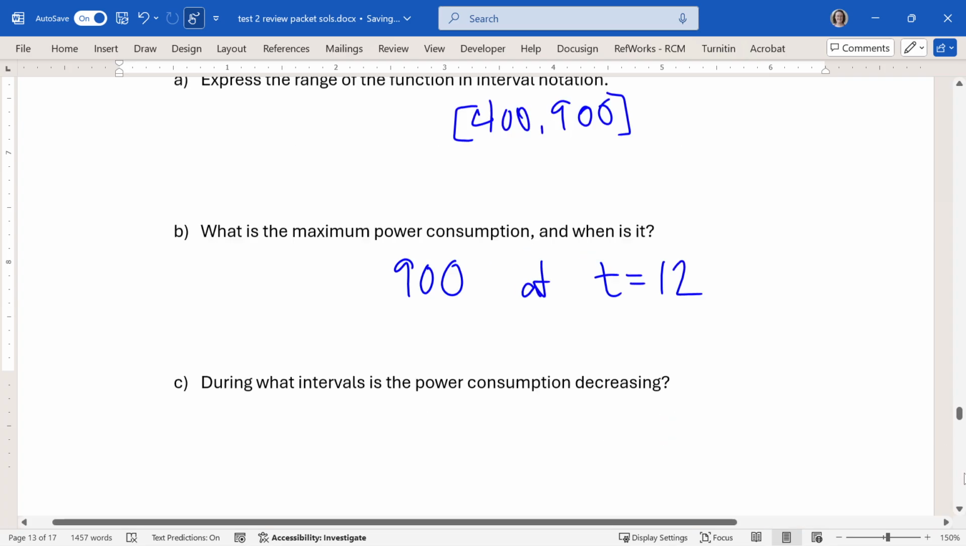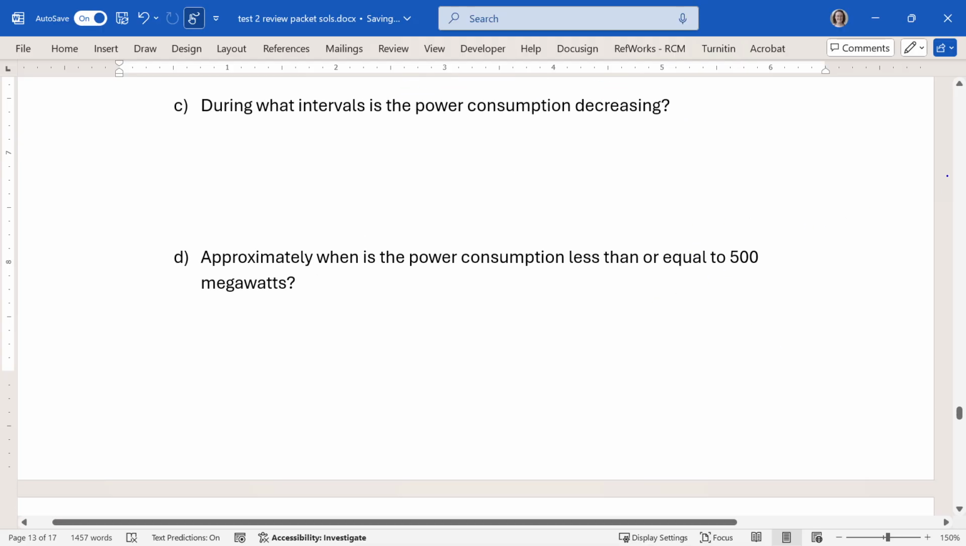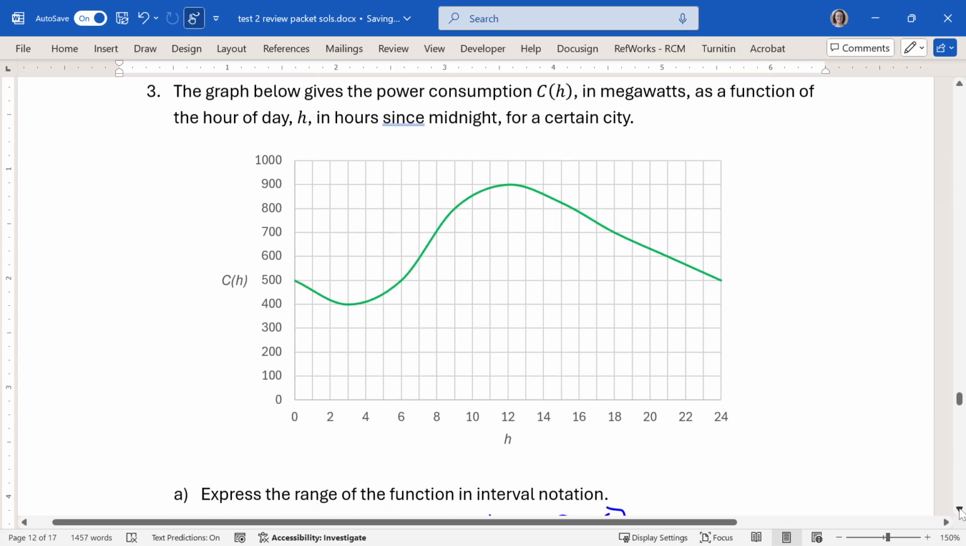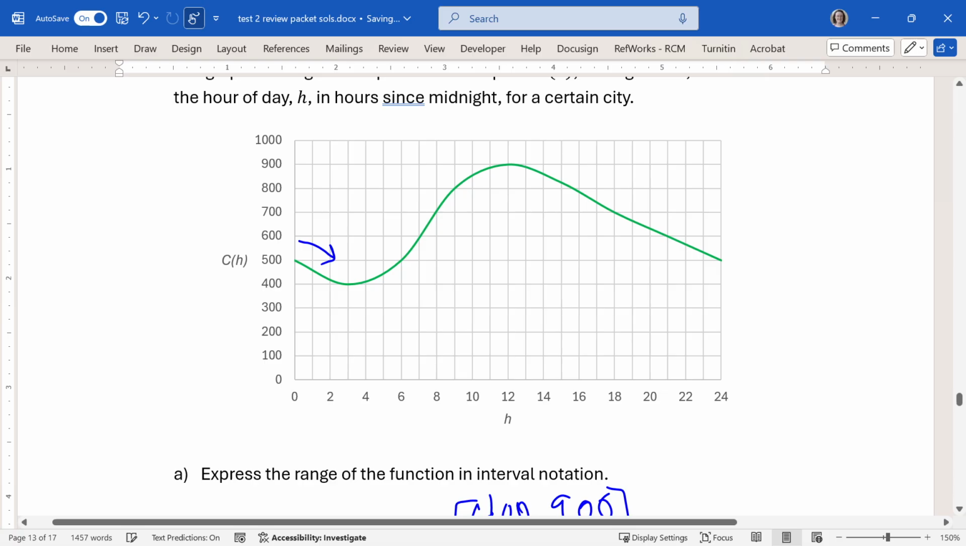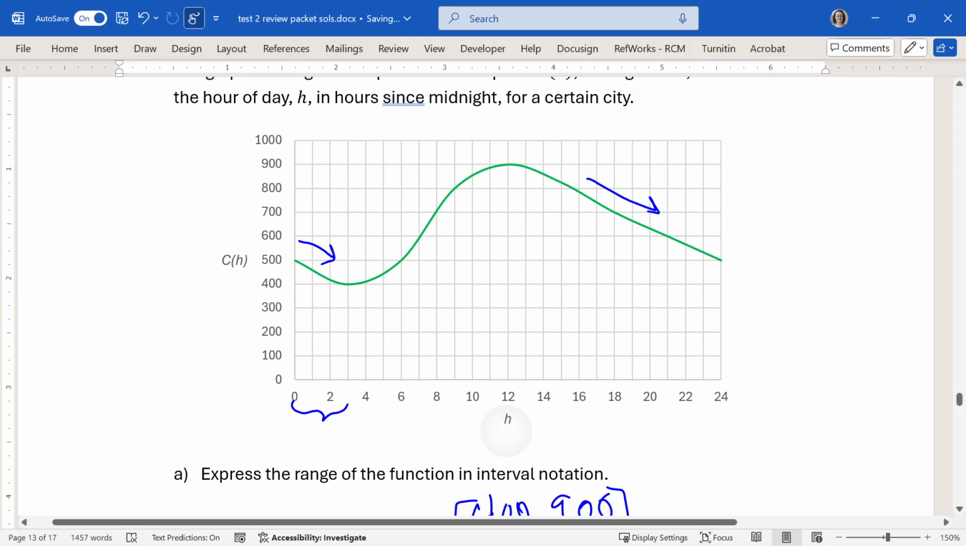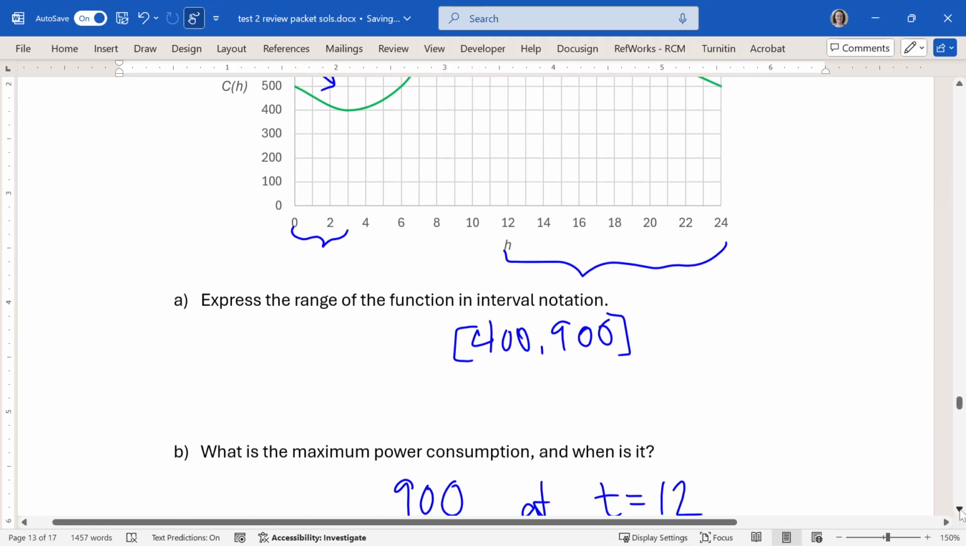All right, next question. During what intervals is power consumption decreasing? Well, I guess when people are going to sleep, but let's see. So we have decreasing here and we have decreasing here. So this interval is from about 0 to 3, so midnight to 3 a.m. Yeah, people are going to bed. And then from noon, from 12 all the way to the end, from noon to midnight. So 0 to 3 and 12 to 24.